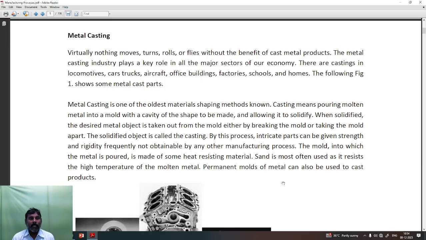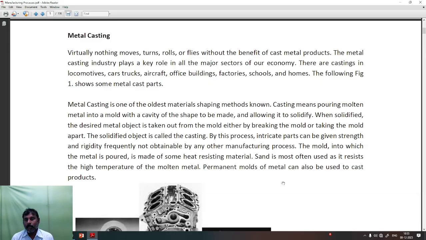Virtually nothing moves, turns, rolls or flies without the benefit of cast metal products. The metal casting industry plays a role in all the major sectors of our economy. There are castings in cars, trucks, aircraft, buildings, etc. Metal casting is one of the oldest material shaping methods.